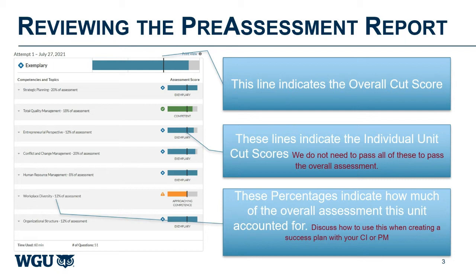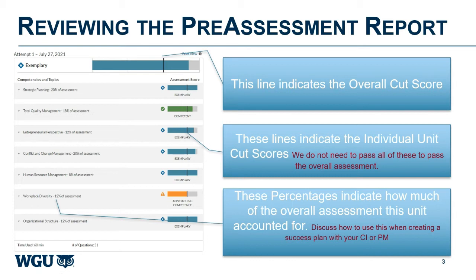The second thing we want to notice is that below the overall cut score, we see the individual unit scores. These are presented in the same way. The black vertical line will indicate a passing performance. Any areas where we scored to the left of the cut line will be marked as red, not evident, or yellow, approaching competence, like we see here. These areas should be reviewed and studied further before our objective assessment.